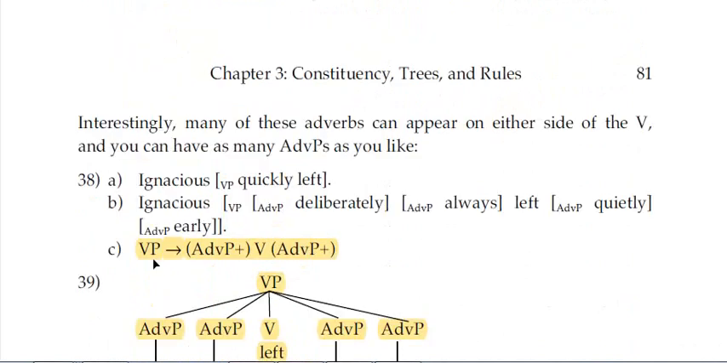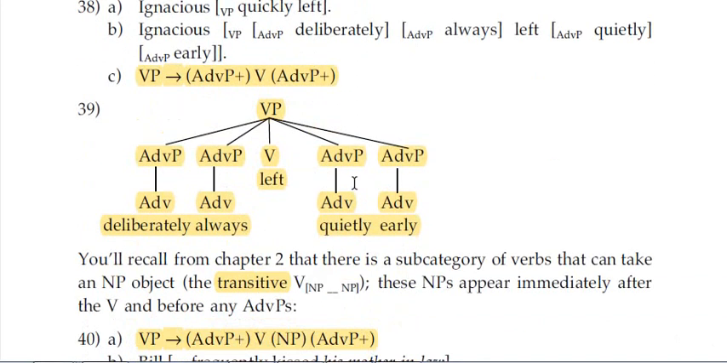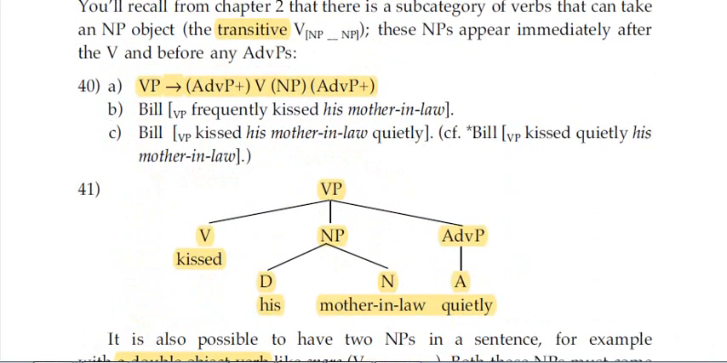Or verb phrase consists of adverbial phrase plus, so it can be more than one, and verb and adverbial phrase again. So verb can be in the middle, so deliberately, always, quietly, early. Jadi adverbial phrase-nya bisa di depan dan di belakang, dan bisa lebih dari satu ya.